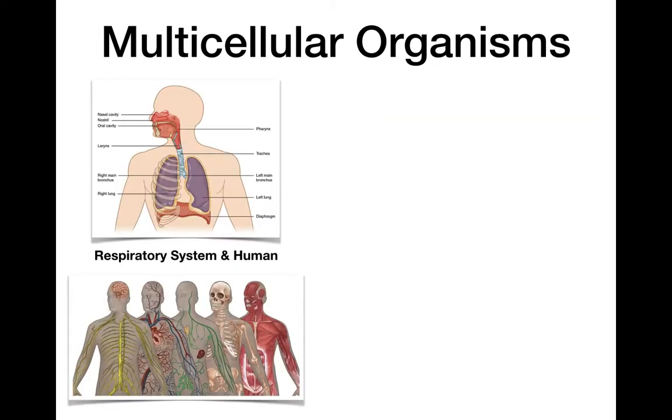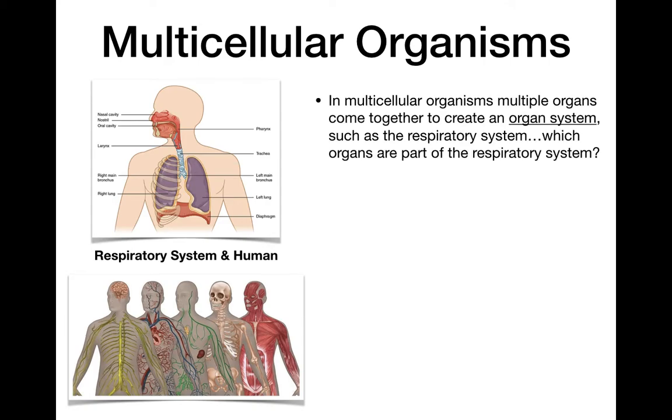Okay, so let's go to the next couple of levels here. Within a multicellular organism, after I have an organ, I'm going to have an organ system, where I have multiple organs working together to make an entire system, such as the respiratory system. Here's the respiratory system as a whole. That's an example of an organ system in humans. How many different organs can you name that are part of that?